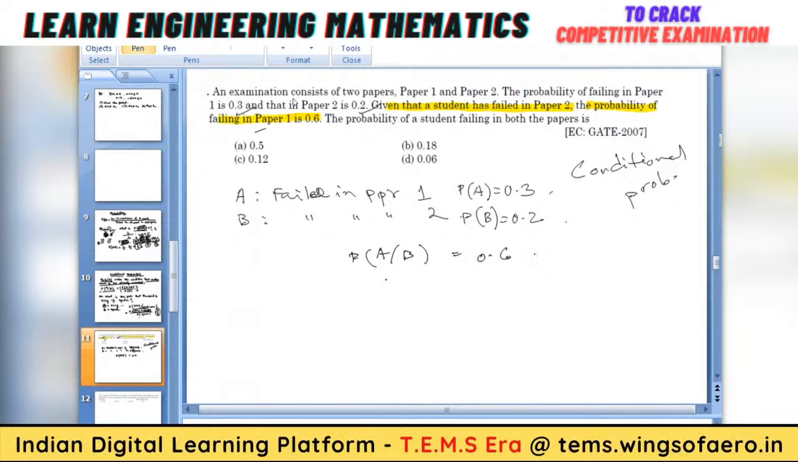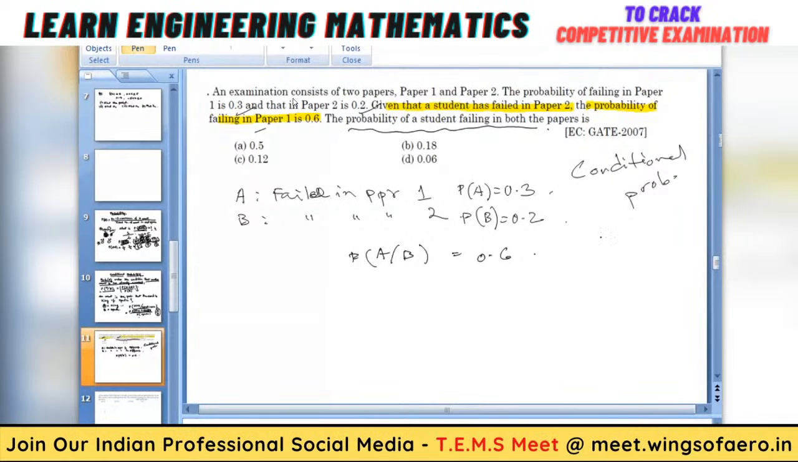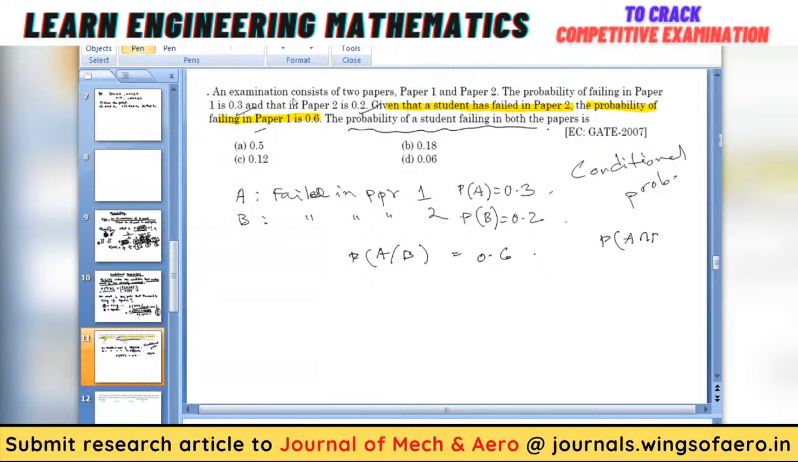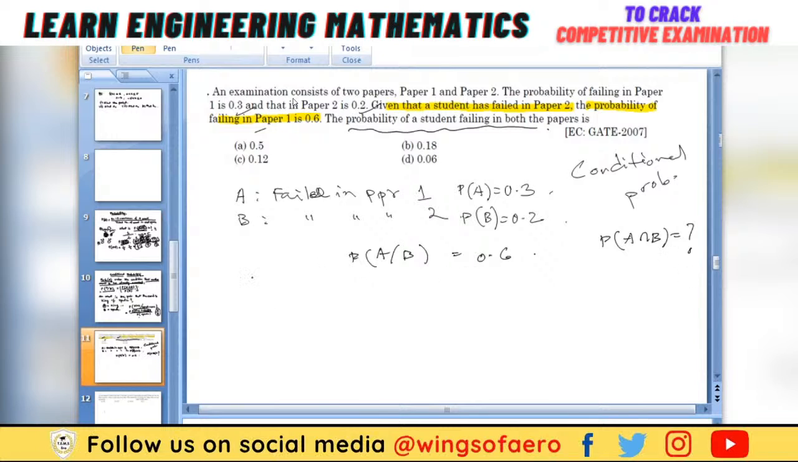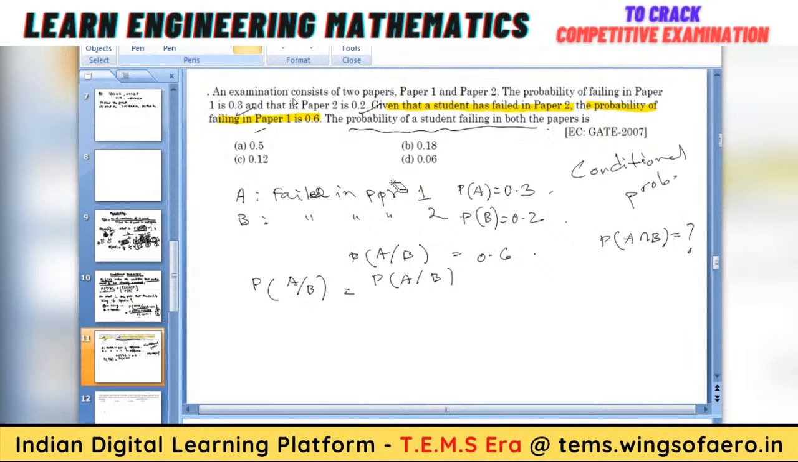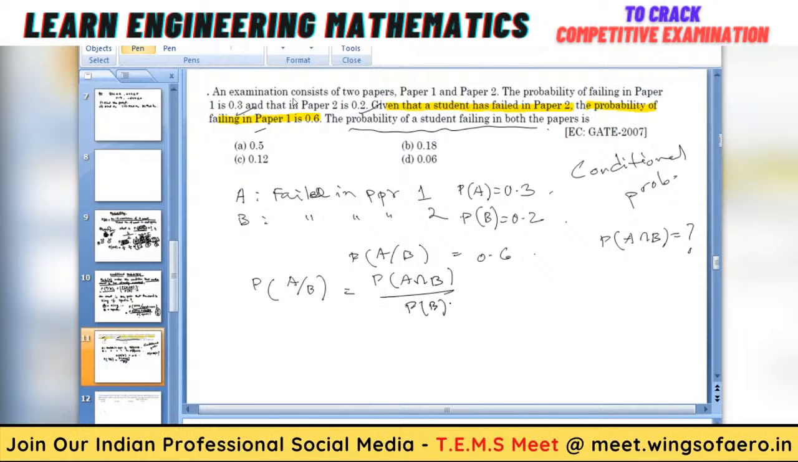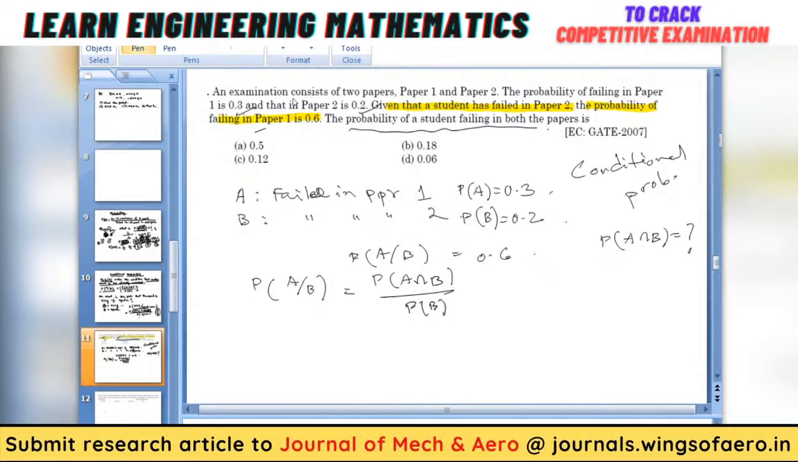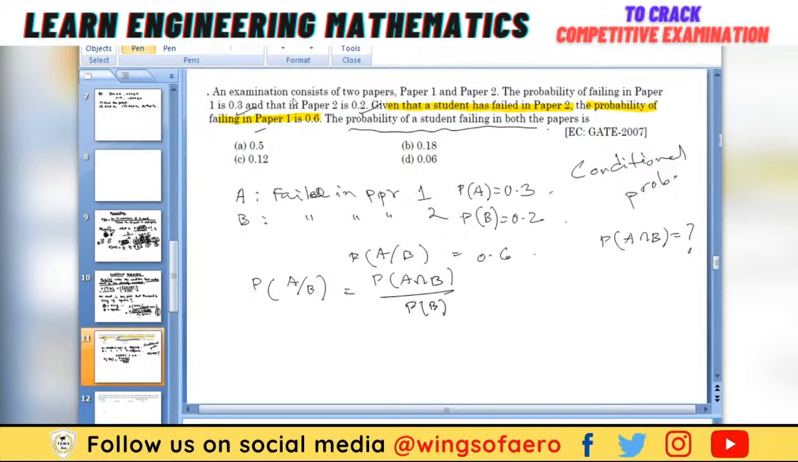Now this is very easy. We have to consider the probability that the student failed in both papers. That is, probability of A intersection B is equal to what? Both the papers failed, it means intersection. Just follow the formula: probability of A given B is equal to probability of A intersection B divided by probability of B. Whatever answer you get will be the answer. That is, the answer is 0.12, obviously.